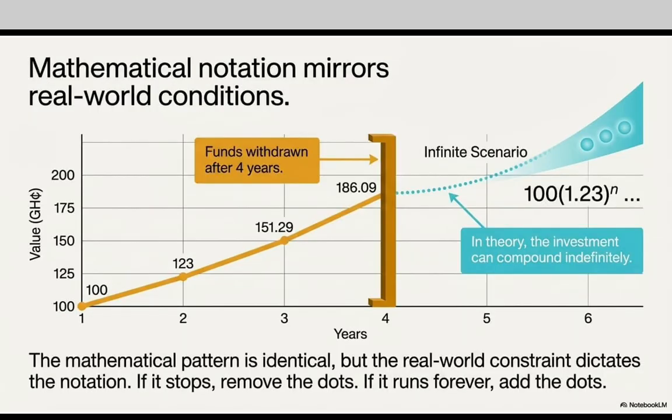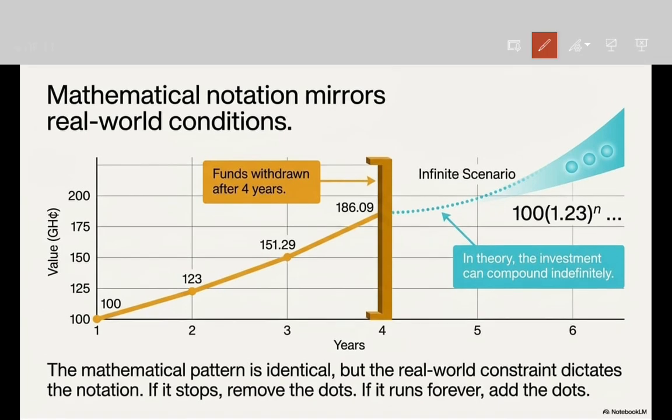So let's look at this pattern. There is savings, money savings in the account. So the mathematical pattern is identical, but the real world constraint dictates the notation. If it stops, remove the dots. If it runs forever, add the dots.